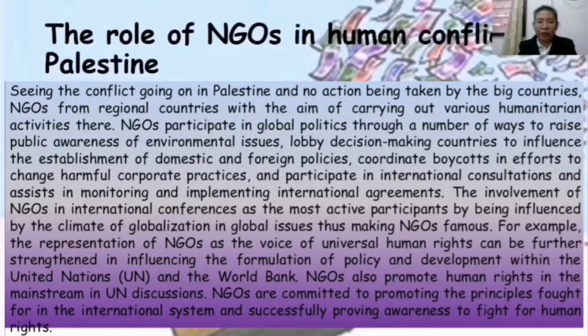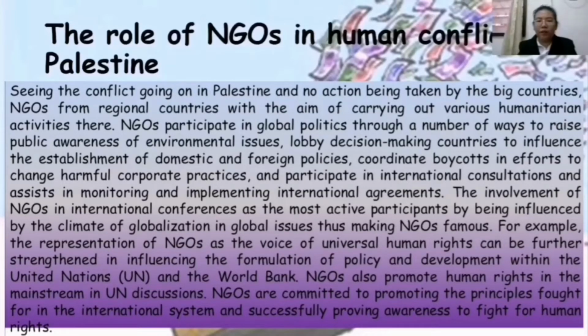NGOs participate in global politics through a number of ways: to raise public awareness of environmental issues, to lobby decision-making countries to influence the establishment of domestic and foreign policy. They also continue boycotts in the effort to change harmful corporate practices, participate in international cooperation, and assist in monitoring and implementing international agreements.